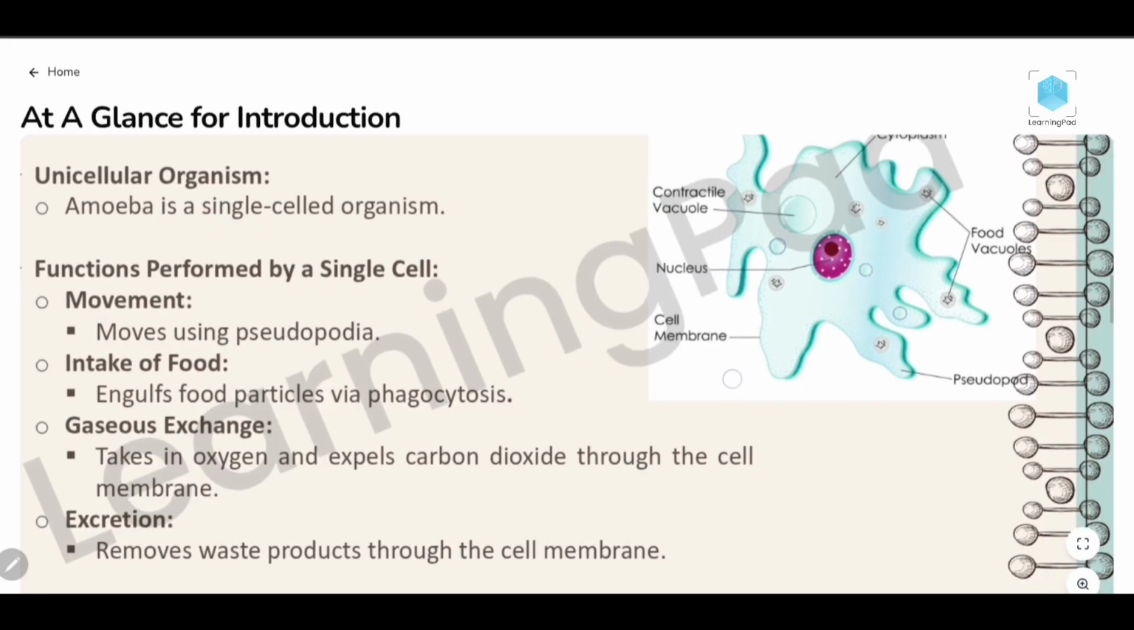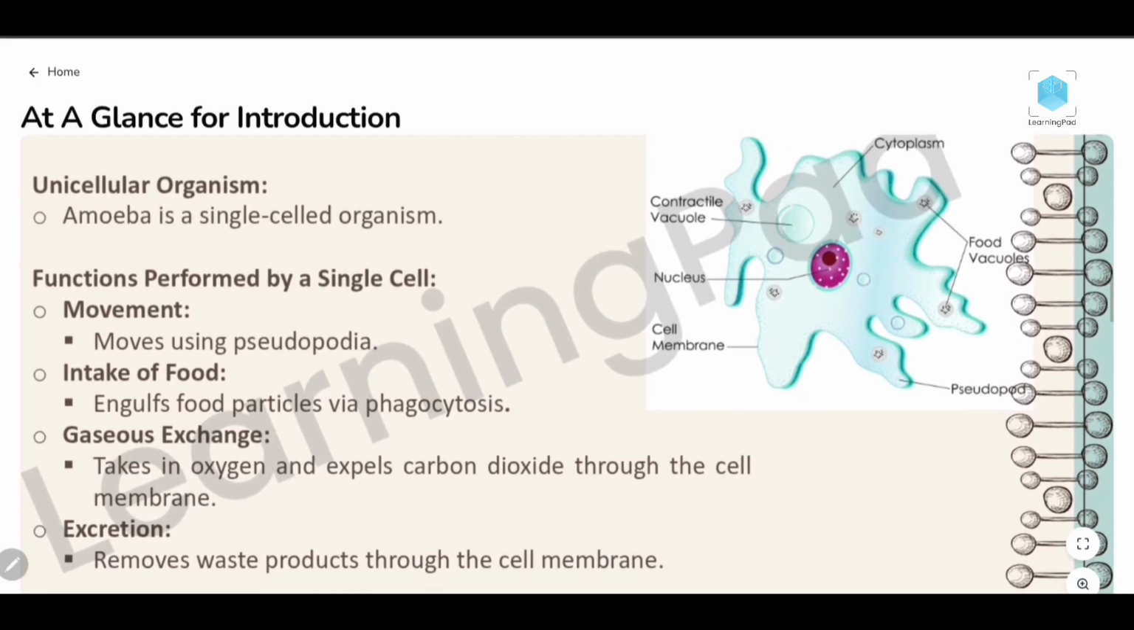Here you can see in the picture, children, amoeba. Amoeba has finger-like structures. These finger-like structures which you see are called pseudopodia, right? Then we see cell membrane which covers the body of amoeba. Then we see a liquid filled in the cell membrane. This liquid is called cytoplasm, right? Then we see a contractile vacuole, nucleus and a food vacuole.